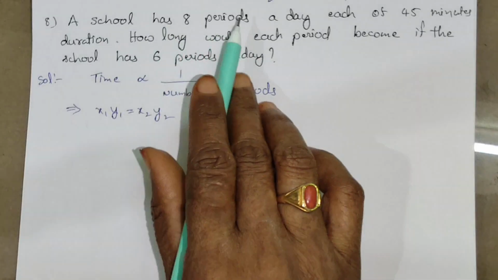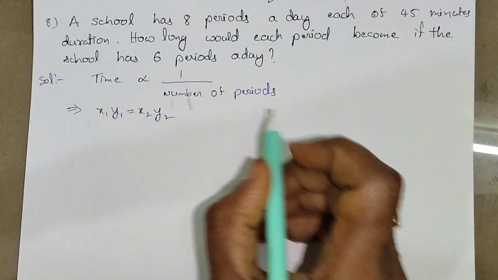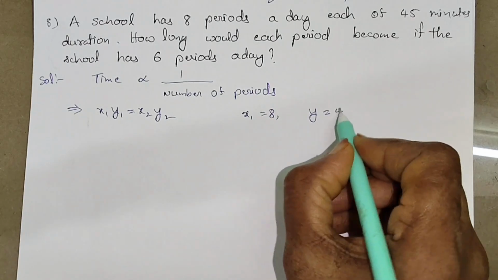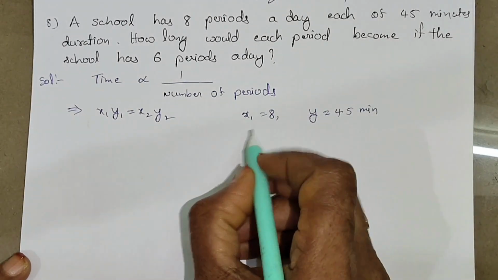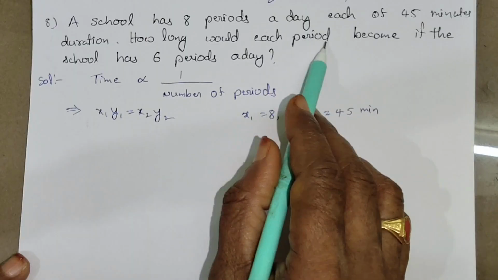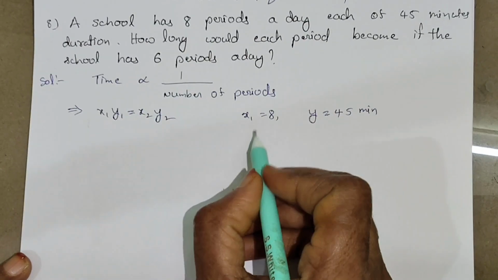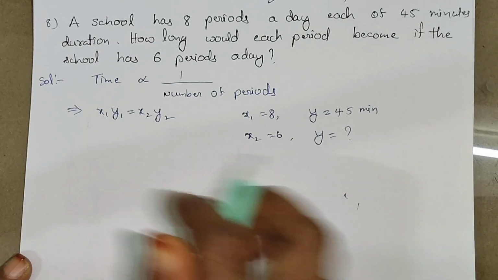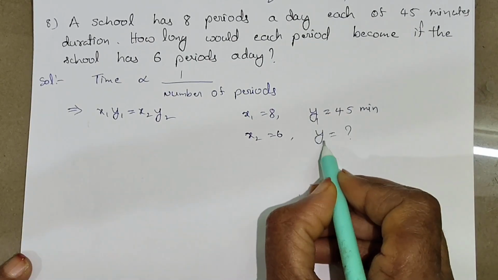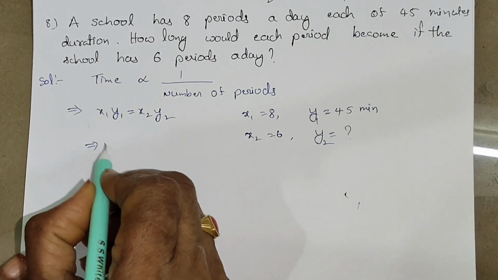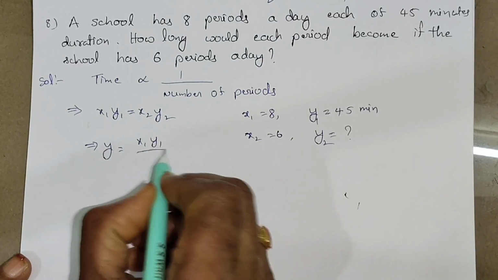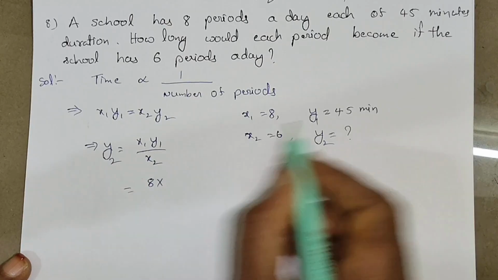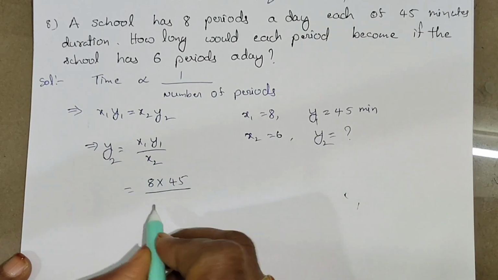So here a school has 8 periods a day, each of 45 minutes. Here x1 equal to 8 periods. Here y1 equal to 45 minutes. So this is the time. How long would each period become if the school has 6 periods? Here x2 equal to 6 periods. Here we find each period's time. So now we find the y2 value. Here y2 equal to, as usual, x1 y1 by x2. So x1 equal to 8 into y1 equal to 45 by x2 equal to 6.